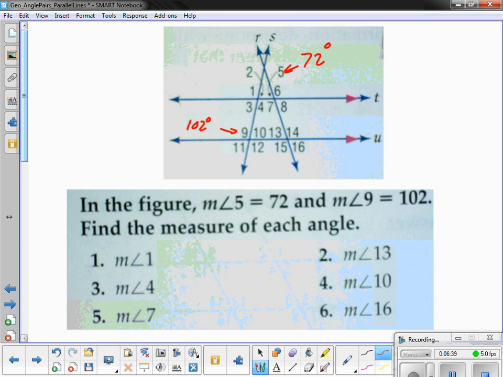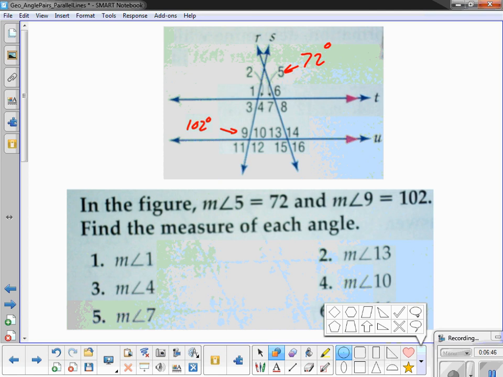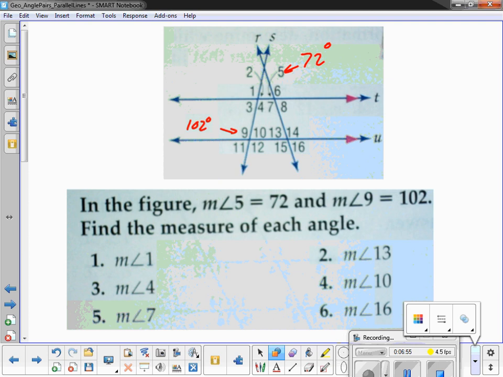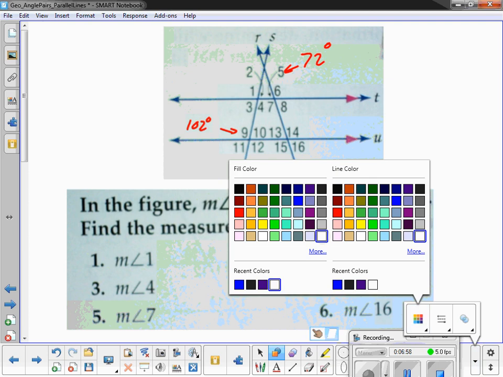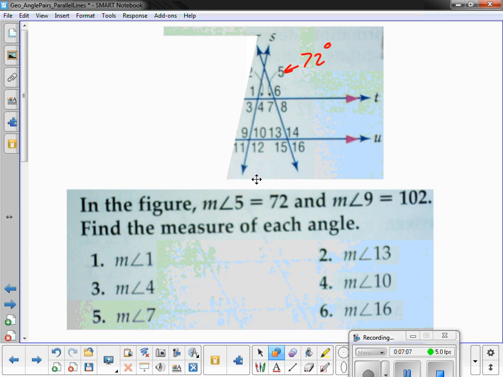The first thing I would do here, and you may or may not agree with me on this, but that doesn't matter, I'm going to do it anyway. I'm going to hide this set of information right now. I don't want to look at those angles. I just want to look at this set of angles over here.